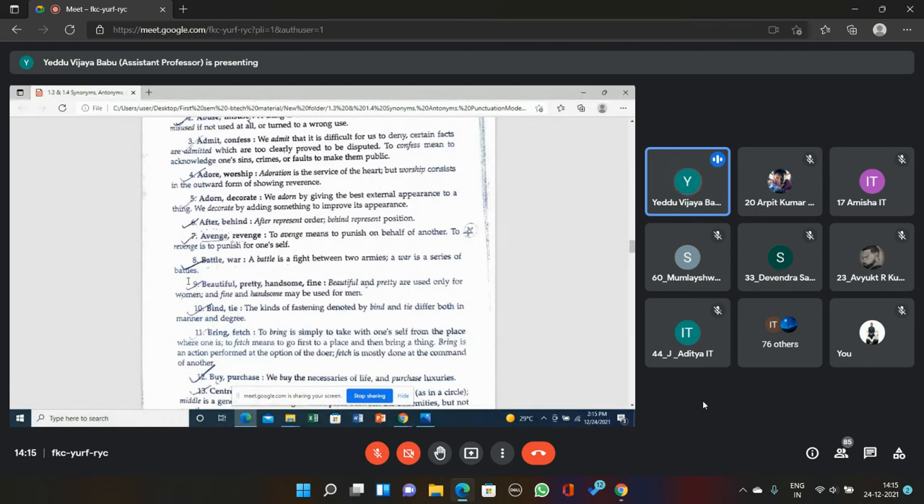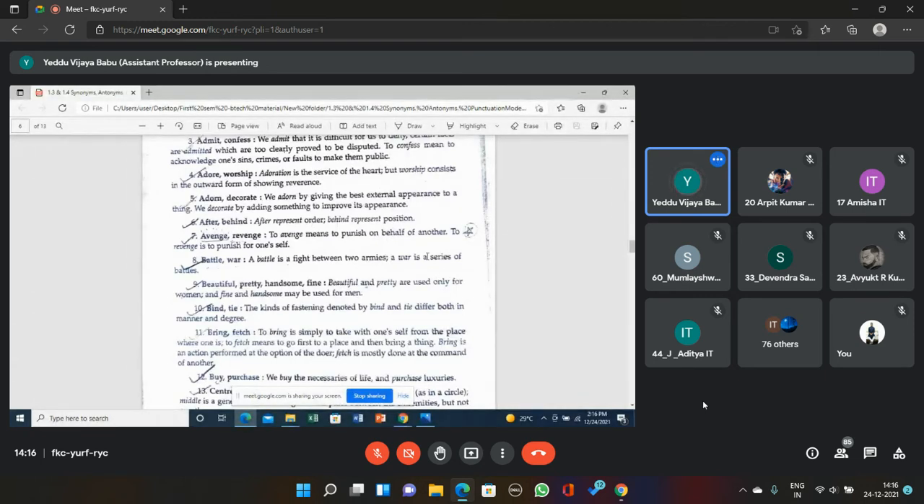Similarly, a familiar difference. You all probably know: beautiful, pretty, handsome, fine. So how do we use these words? Beautiful and pretty are used only for women, right? And fine and handsome may be used for men, right? This is the use. There is no explanation. Why can't we say beautiful man and handsome woman? That's a tradition of language. We can't question that. So it is a tradition of the language to use it that way.